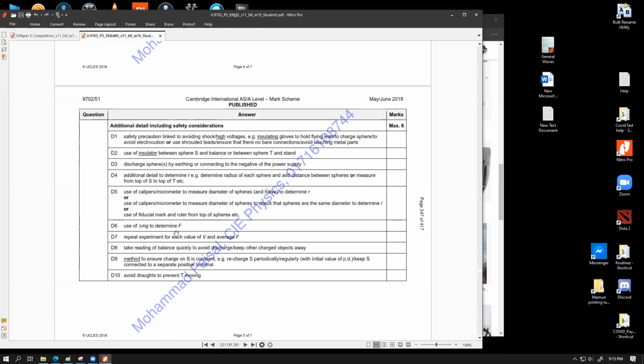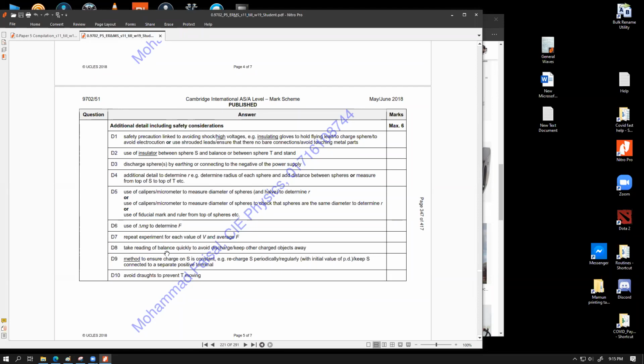Use delta mg to determine F. So here comes the description of G that I talked about. Repeat experiment for each value of V and average F. So they've only mentioned that they have to do some sort of averaging. I explained in detail how that averaging can be done by discharging the sphere and then recharging it and then going for the whole thing.